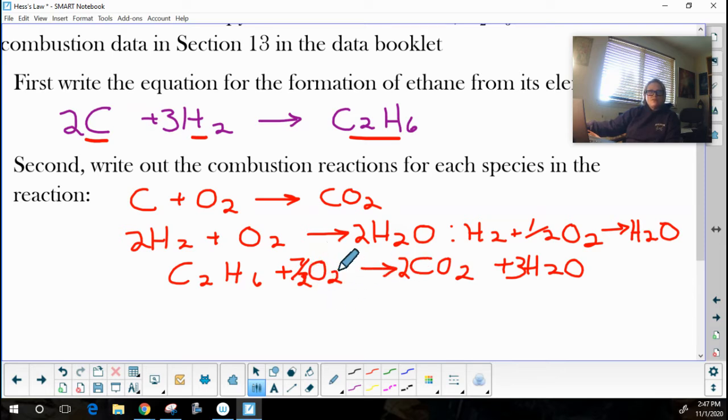So what this means here is I've got a total of 4 plus 3 makes 7 oxygens on the right, and I have 7 halves times 2 makes 7 oxygens on the left-hand side. And this is a nice little trick to do because I still want this to be 1 mole, and it is. All right. So let's look at how we use these equations on the next slide here.